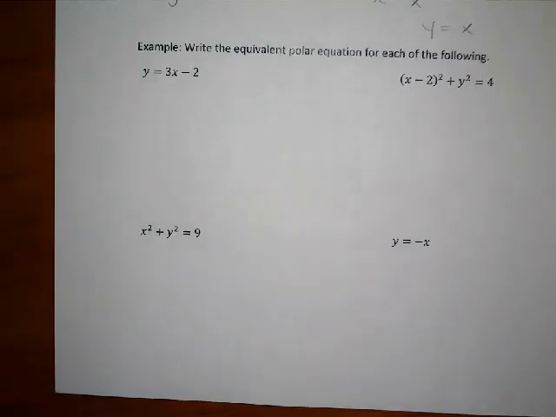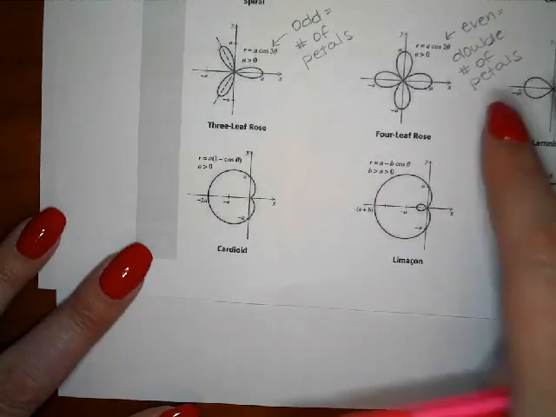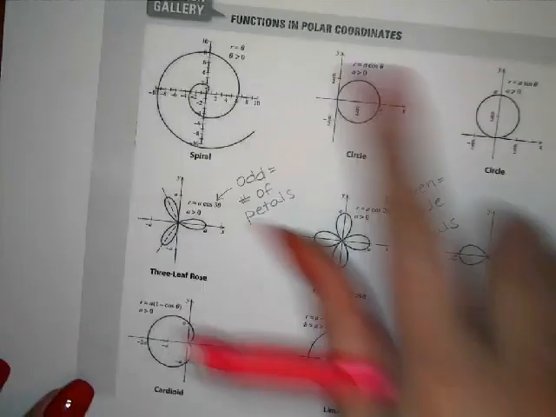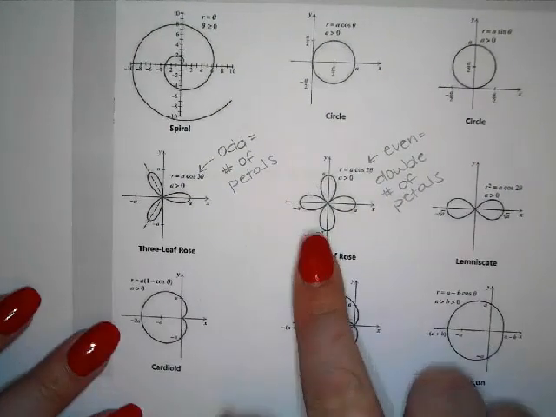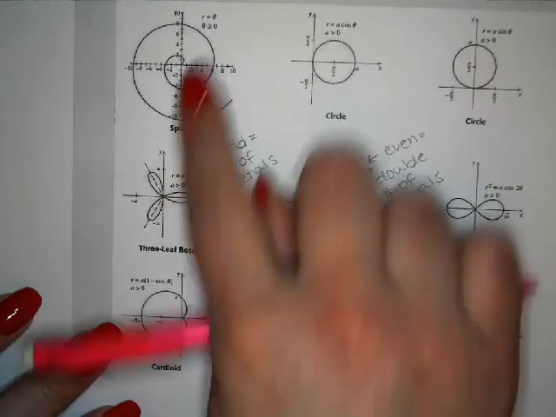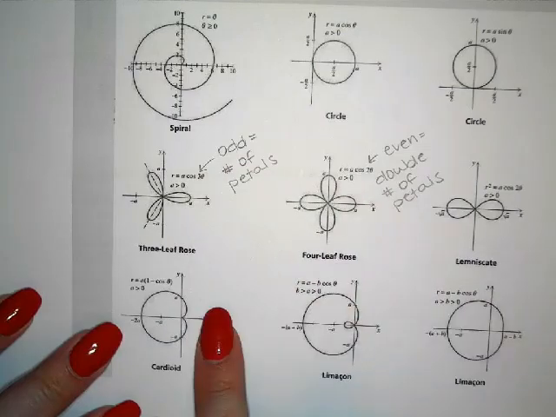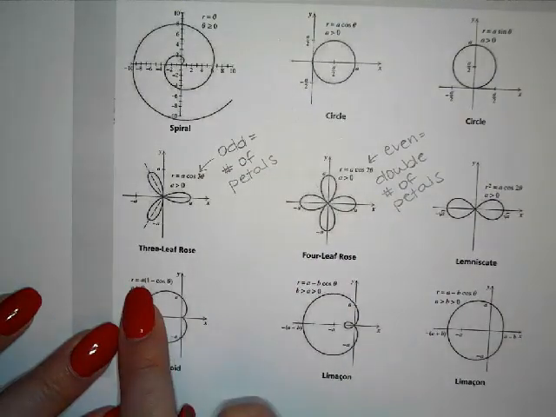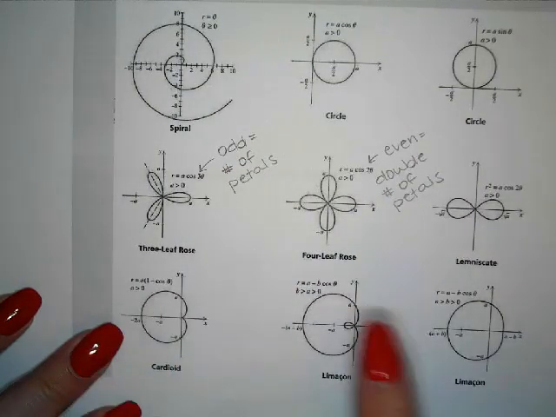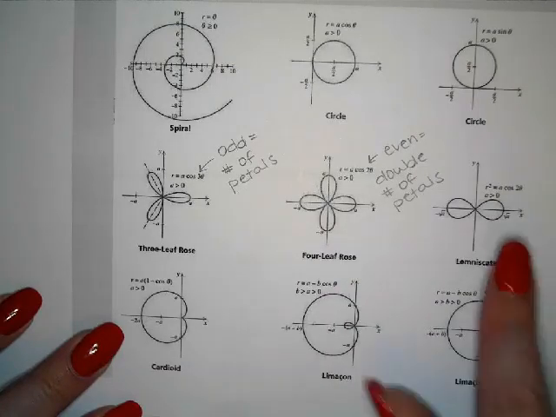We're actually looking for recognizable equations. And in this case, it's going to be helpful for us to have this sheet out so that we know what our recognizable equations are. Keep in mind that in pretty much all of these, your goal is to get r completely by itself on the left side and have it in terms of theta on the right side. There's a couple exceptions to that.